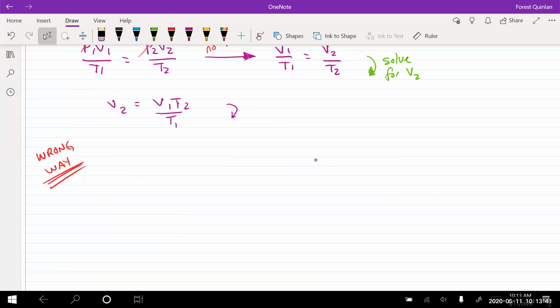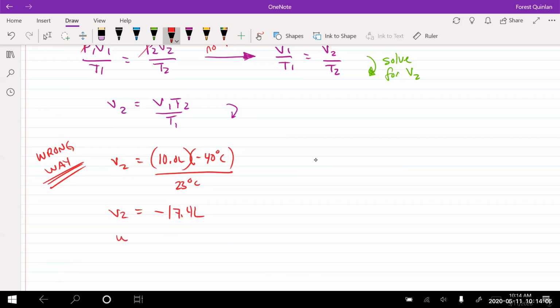What I want to do here is I want to do this the wrong way. And that is, let's just say that I said V2 is equal to V1, 10.0 liters. T2 is negative 40 degrees Celsius, and T1 is 23 degrees Celsius. If you do that, you end up with negative 17.4 liters. Wrong. What does it mean to be a negative volume? Can't be. If your head didn't just explode thinking about what a negative volume is, you probably weren't thinking about it. It makes no sense.